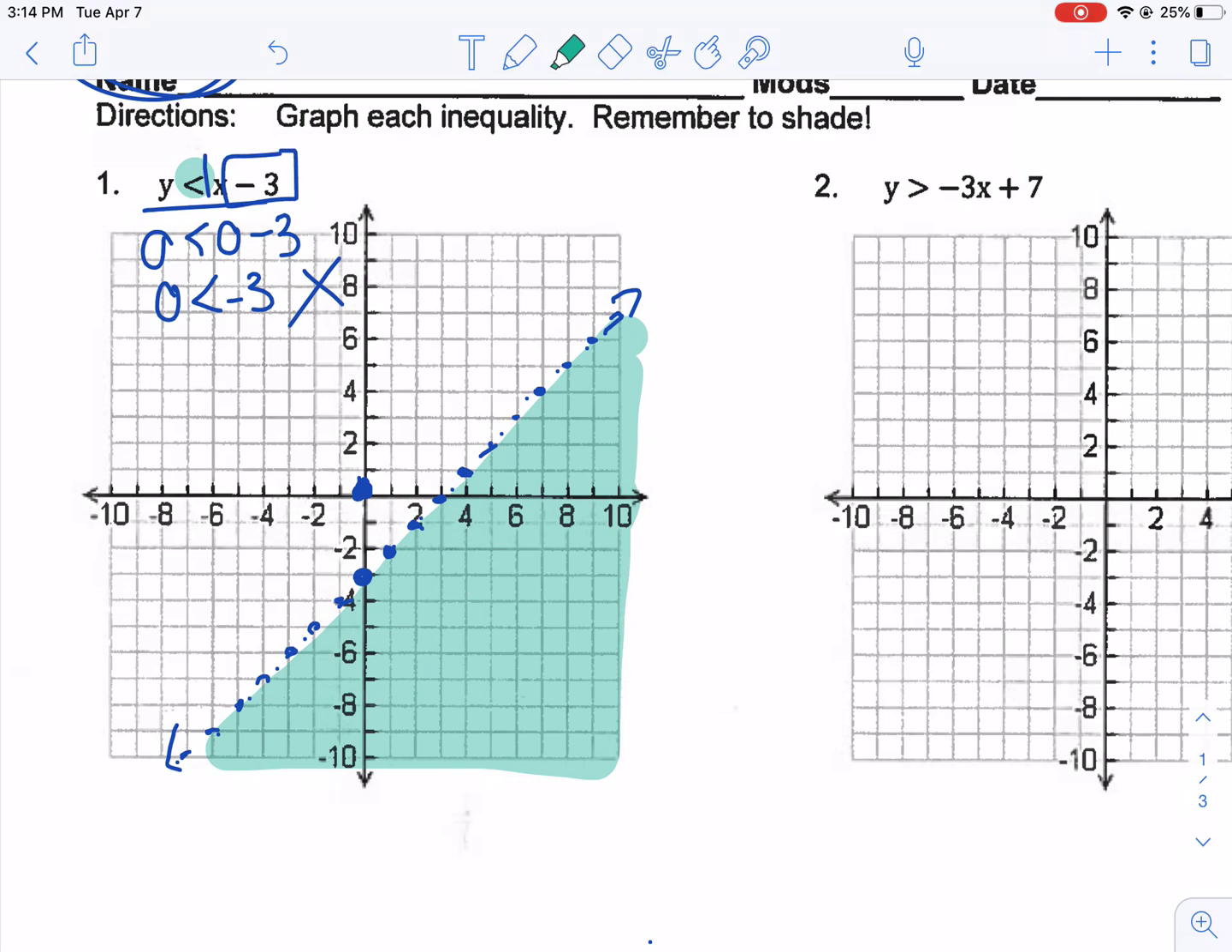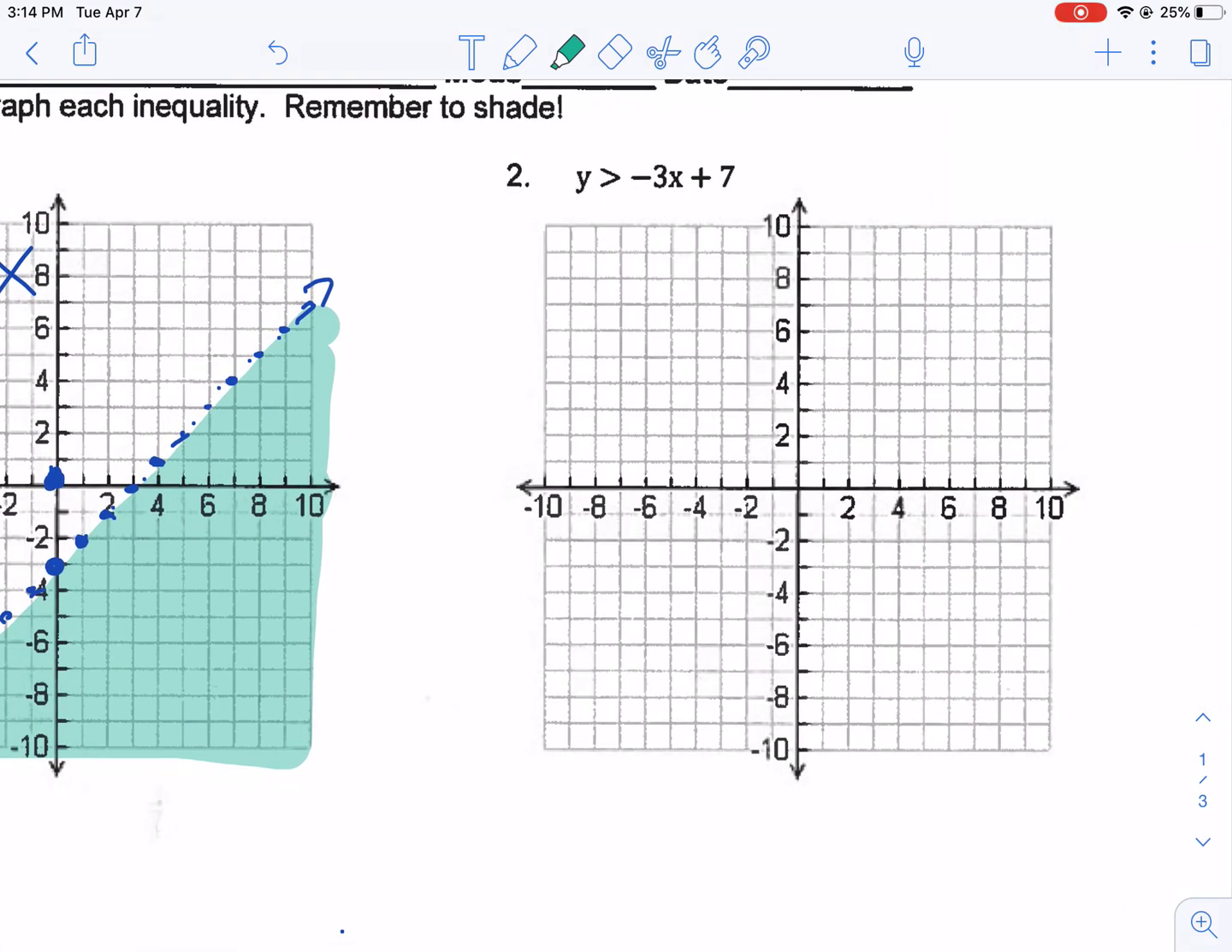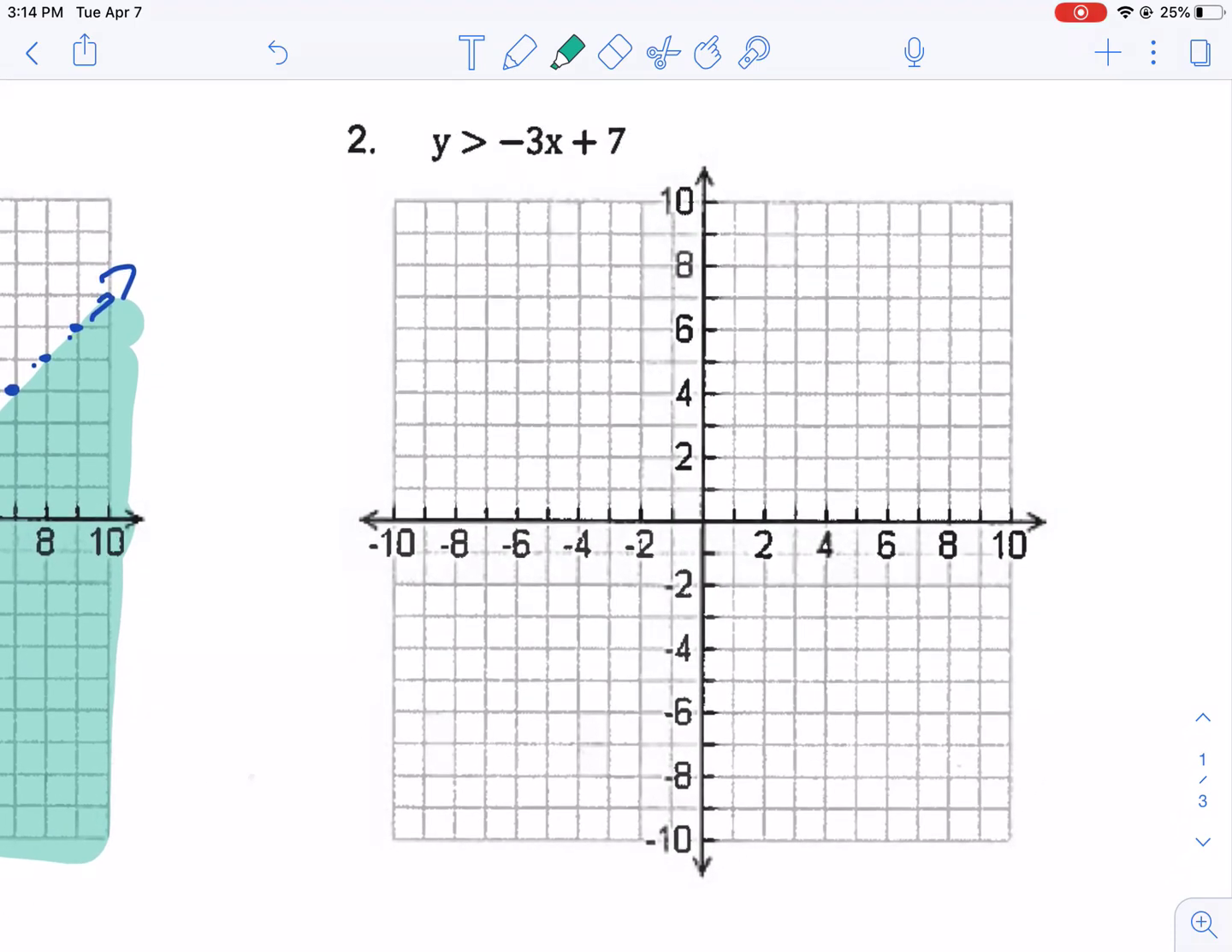All right, moving on to number 2. Y is greater than -3x plus 7. It's already in slope-intercept form. Wonderful. We're going to start by plotting our y-intercept, +7. From there, we look at our slope. Our slope is -3, which really means -3 over 1. So we're going to go down 3, 1, 2, 3, to the right 1.